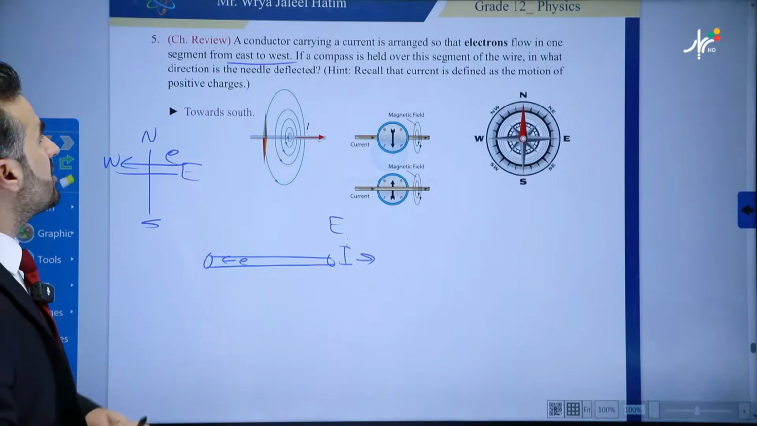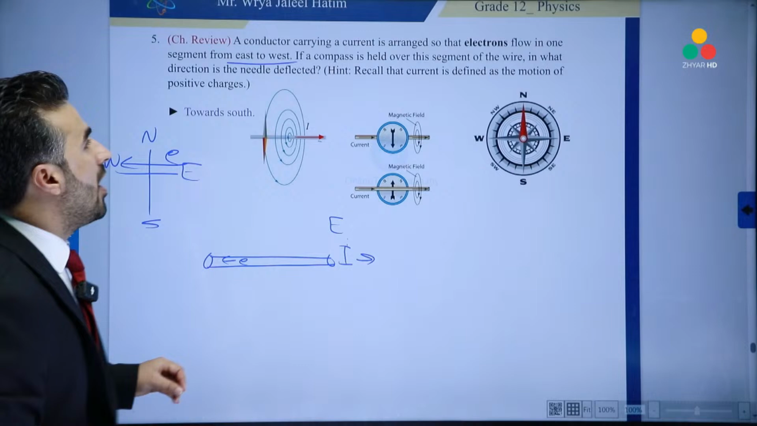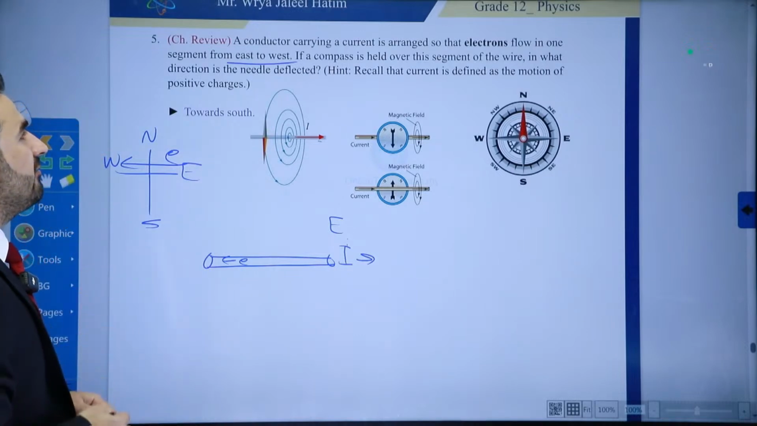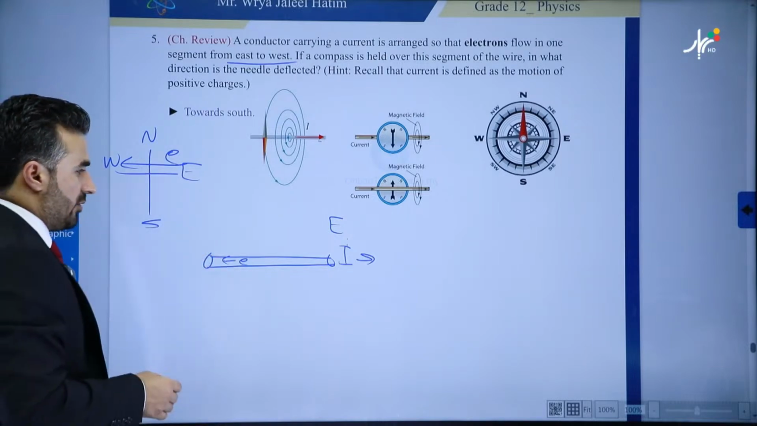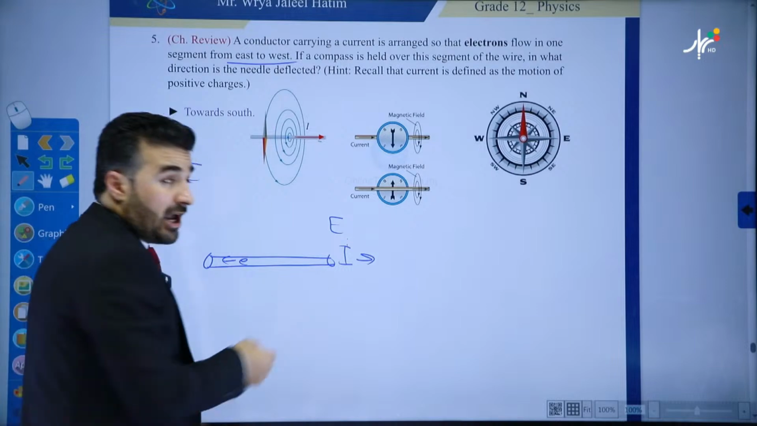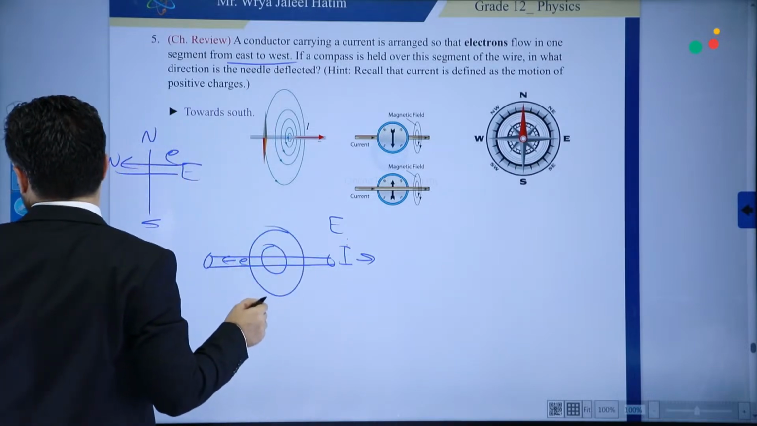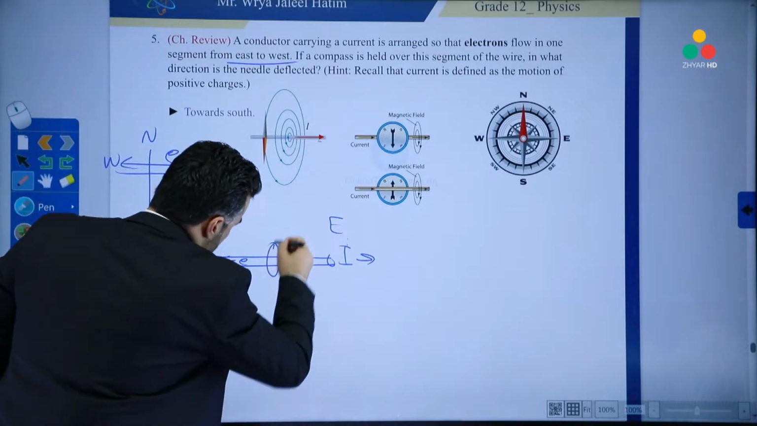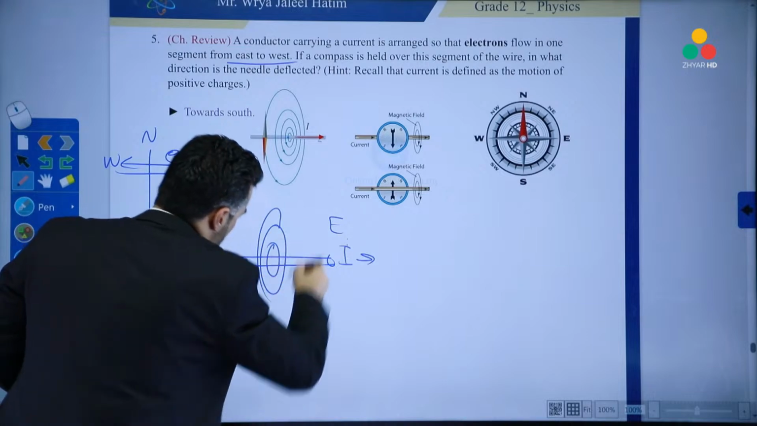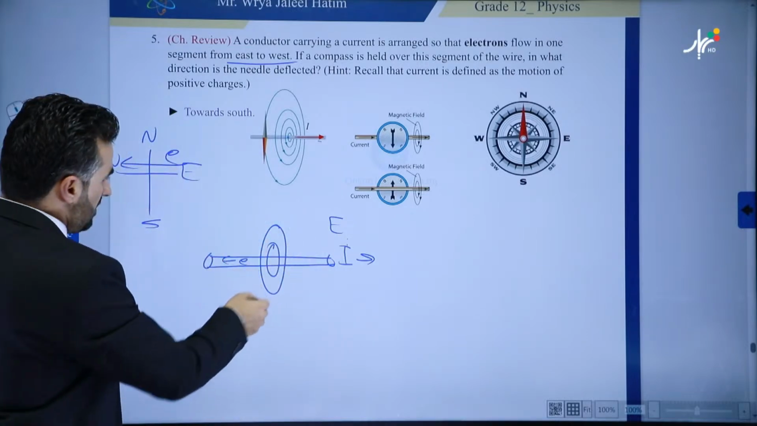Okay, and then the next one says, if a compass is held over this segment of the wire, in what direction does the needle deflect? Hint, recall that the current is defined as the motion of the positive charge. Of course, we've mentioned this here. Remember, if there is a current in the wire, there will be a magnetic field around this wire. Let's draw this magnetic field a little bit differently here. Let's say here's the direction of the magnetic field.